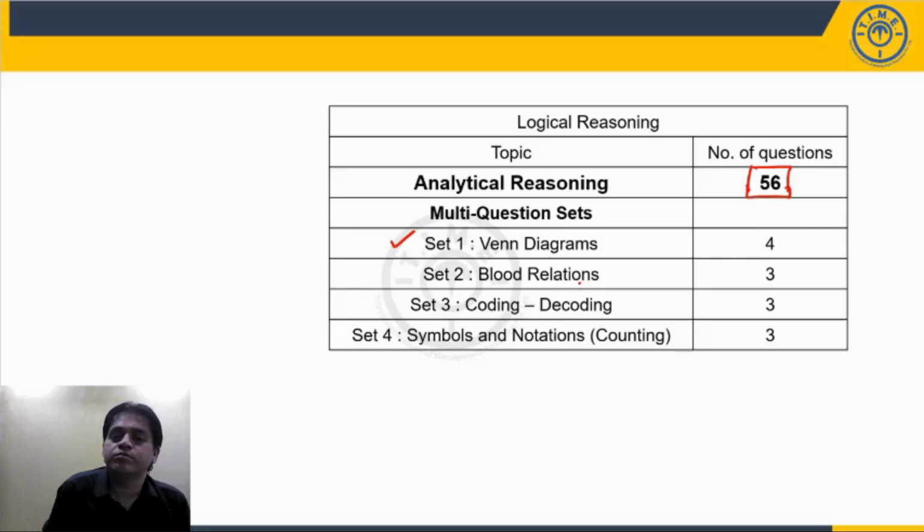Then there was a set based on blood relations. This was not very difficult, but the wording could have been tricky for some students to understand. There was a little bit of wordplay going on in that set. There was a couple, the couple's parents were involved, and the couple were themselves parents of children.